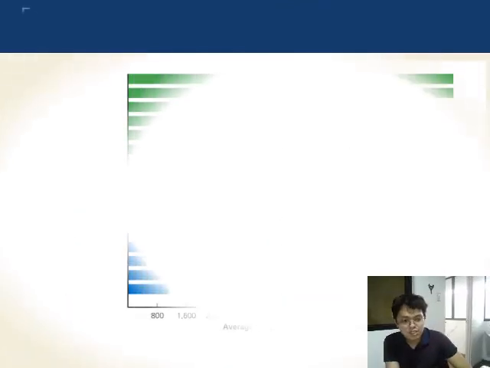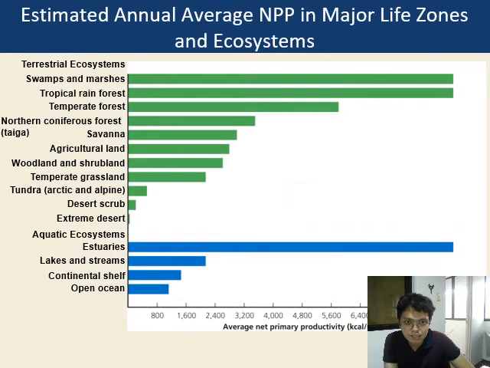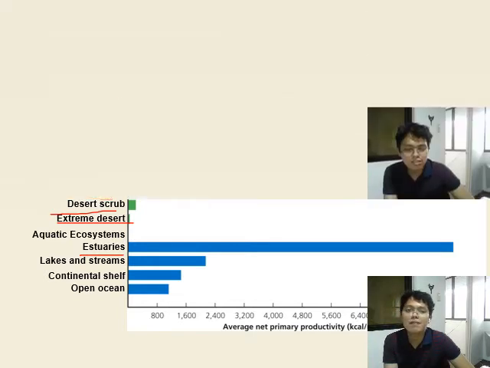This graph shows the estimated annual average NPP in major life zones and ecosystems. So we have the three most productive ones: the swamps and marshes, tropical rainforests, and then the estuaries. And then the least productive we have extreme desert, desert scrub, and then tundra or Arctic and alpine.